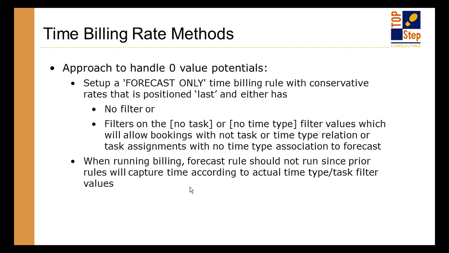So there are ways, if you're seeing a lot of zeros come out of your system, there's a couple of options that you have to be able to correct that from a forecasting perspective only. And of course, this would not impact actuals because actuals would pay attention to the filters that you have in the system.